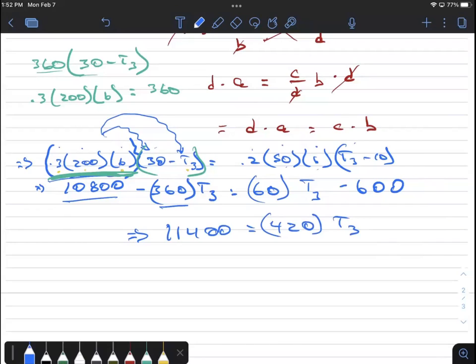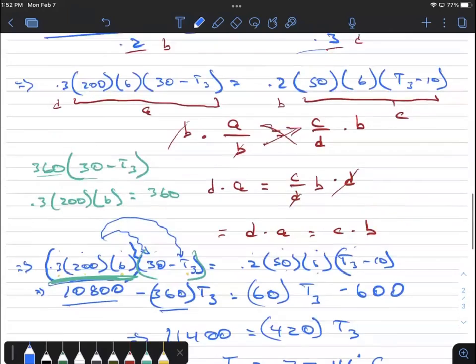All right, now really almost done. Solve for T3. Divide over the 420, 11400 divided by 420 gives me 27.14 degrees. Now again, as usual, before I box this answer, does it make any sense?